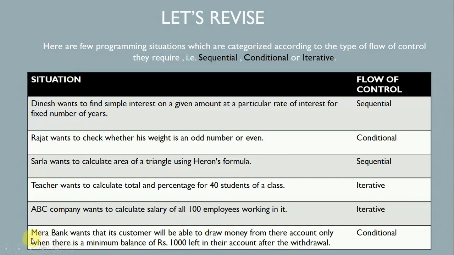Let us see the last example. Mera Bank wants that its customer will be able to draw money from their account only when there is a minimum balance of rupees 1000 left in their account after the withdrawal. So there is a condition that a withdrawal can be done when a minimum balance of 1000 rupees is there in the account. So again, this is a case of branching in which on the basis of a condition, a withdrawal can be done. So this is an example of conditional flow of control.